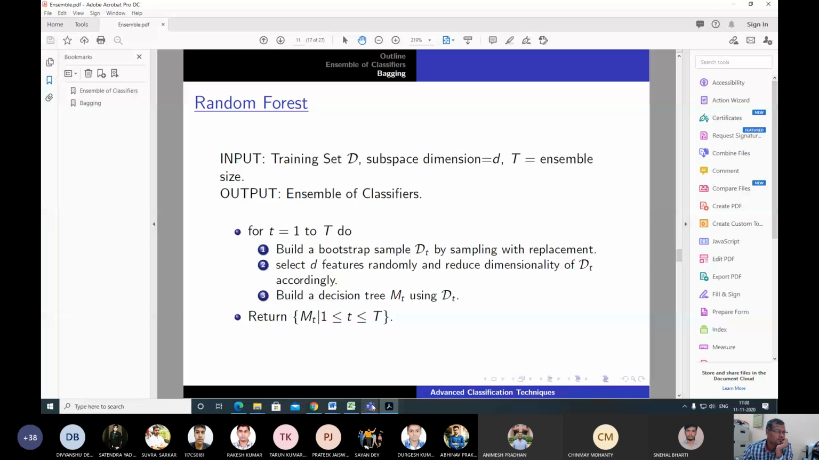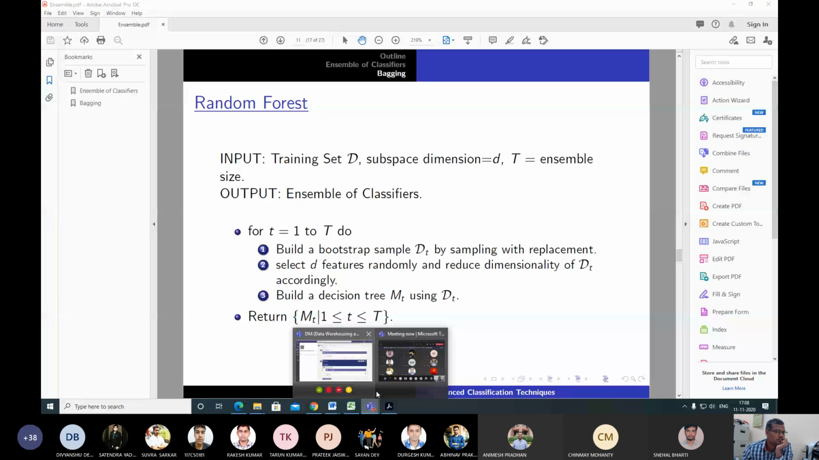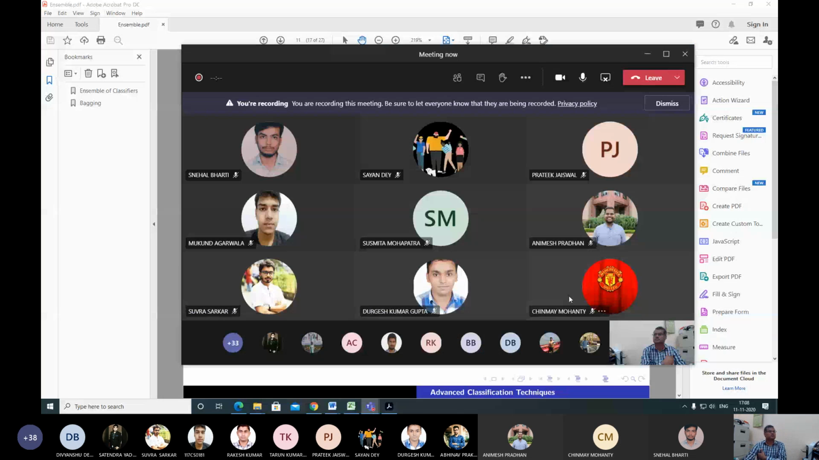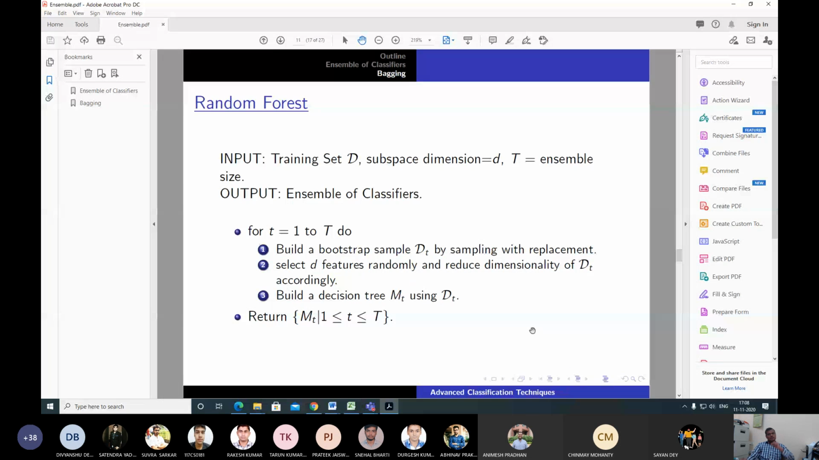Do you have any questions? Sir, are there any downsides of increasing the number of classifiers? Can we expect the accuracy will always increase with an increasing number of classifiers? Yeah, it is proven that if the classifiers are sufficiently independent of each other, then the accuracy will definitely improve.